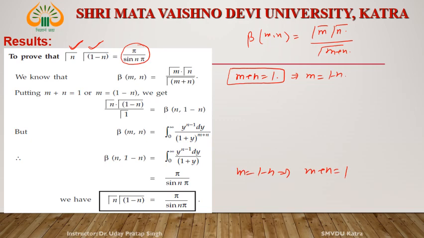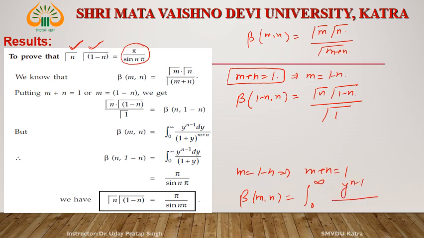Then beta m n is equal to beta (1 minus n, n), which is gamma n gamma 1 minus n divided by gamma m plus n, that is gamma 1, which is 1. Now what is beta function? Just now we studied that beta m n is equal to integral 0 to infinity y to the power n minus 1 divided by (1 plus y) to the power m plus n dy. So apply this result here.